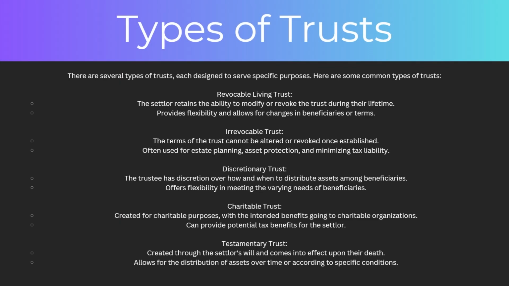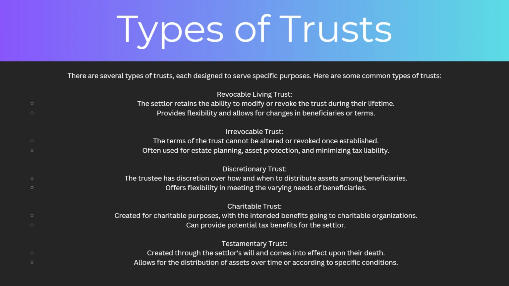So what are the different types of trusts? There are several types of trusts, each designed to serve specific purposes. Here are the most common types. Start with your revocable living trust. The settlor retains the ability to modify or revoke the trust during their lifetime, and it provides flexibility and allows for changes in beneficiaries or terms.